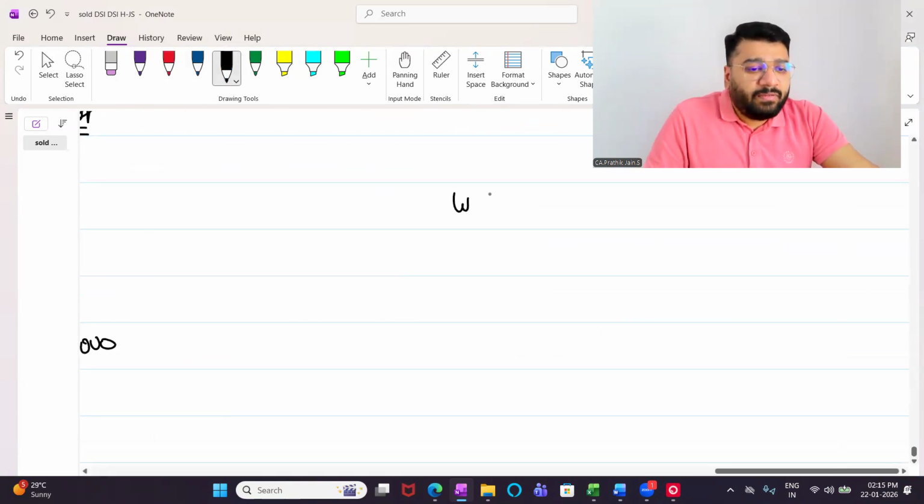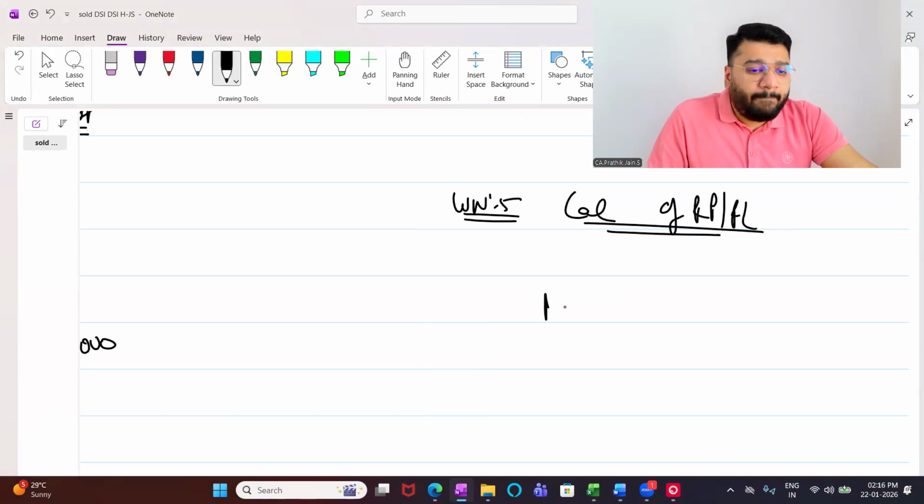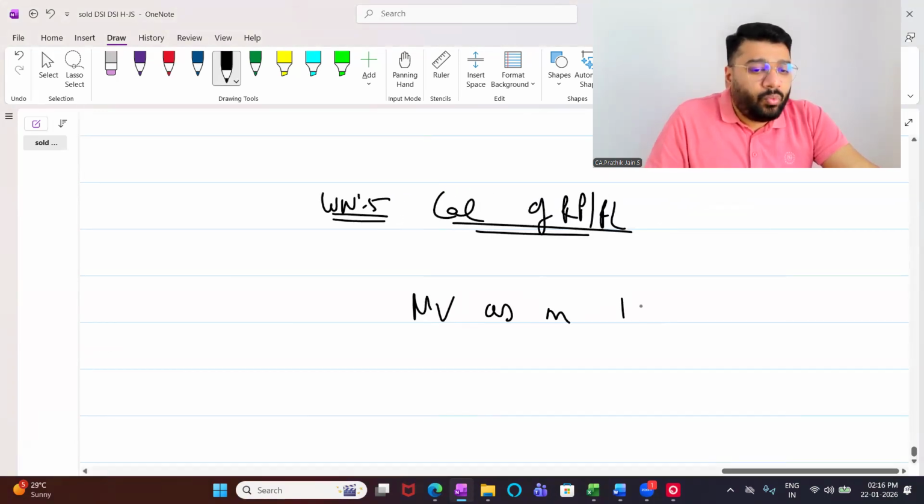Then revaluation. Working note number 5, calculation of revaluation profit or revaluation loss. Market value should be on which date? 1/10/19. How much is it?